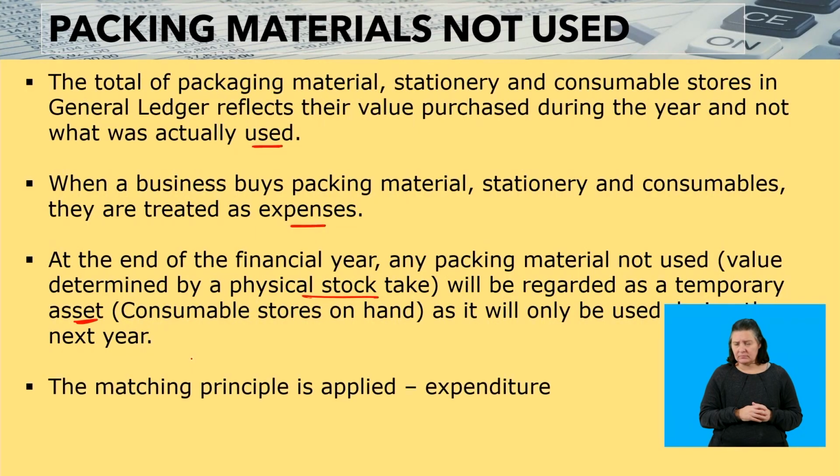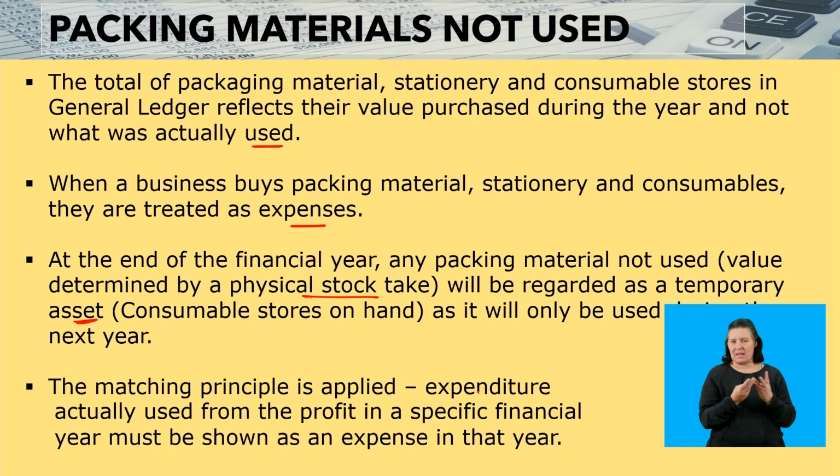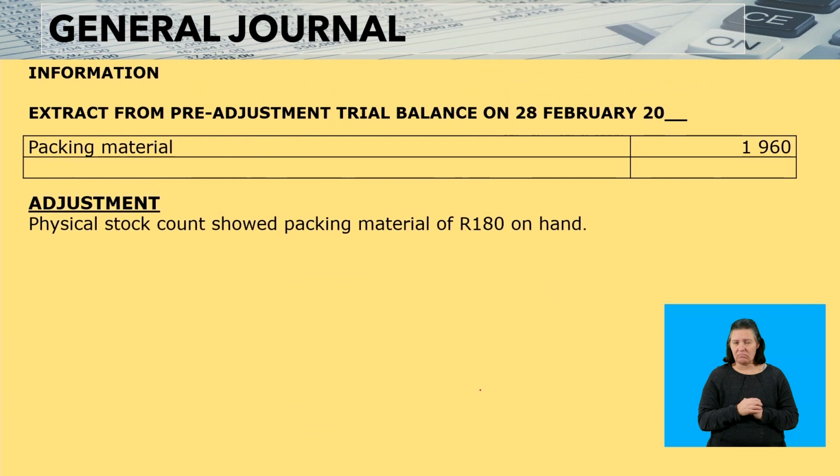That is what we want to see, how much was purchased and how much was not used. Therefore, it will help us to determine how much was used. The matching principle is therefore applied when we are looking at our packing materials. We will now see how we can record this in the general journal.